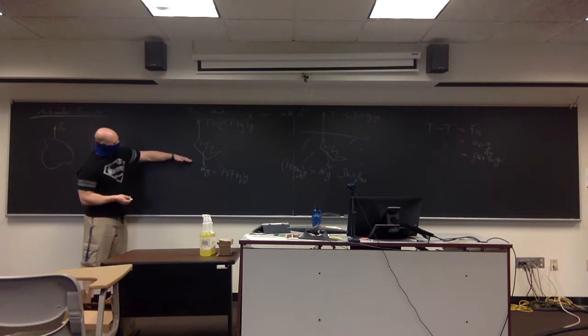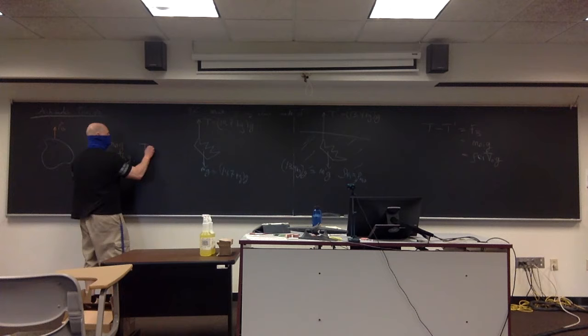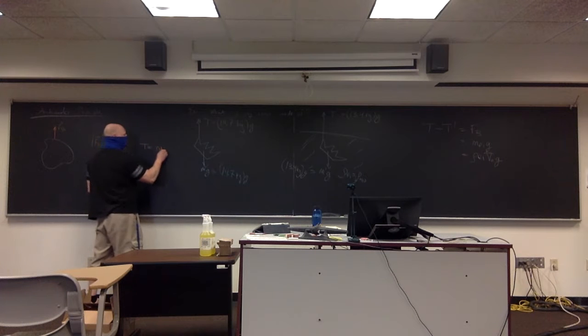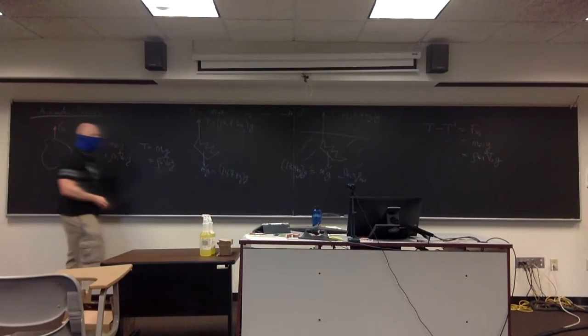But now if I go back to this picture, what I know is the tension here is simply equal to the weight of the object. So the tension by itself is equal to the weight of the object, the mass of the object times g. But in terms of density, this is the same thing as the density of the object times the volume of the object times g.